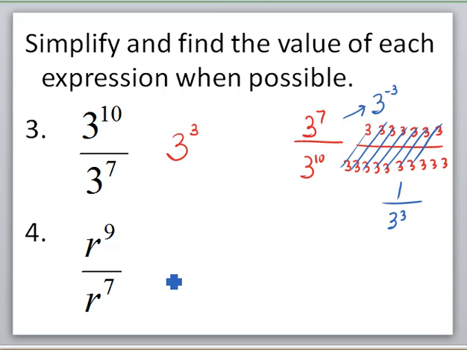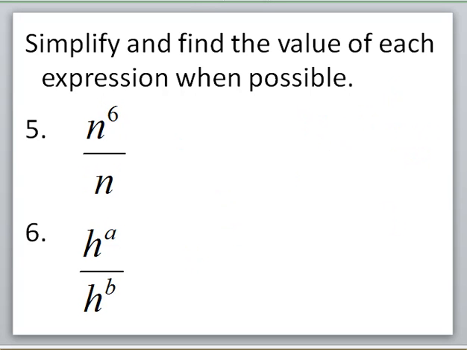So on this next one, I keep the base r. 9 minus 7 is a positive number, so I do know it's r to the 2nd power. The next problem, I keep the n. This is n to the 1st. 6 minus 1 is 5, and it is positive 5, so I know I have it on the top of the fraction. The last one, I keep my h, subtract a minus b, and that's exactly how I have to write it, a minus b, because they are not like terms.